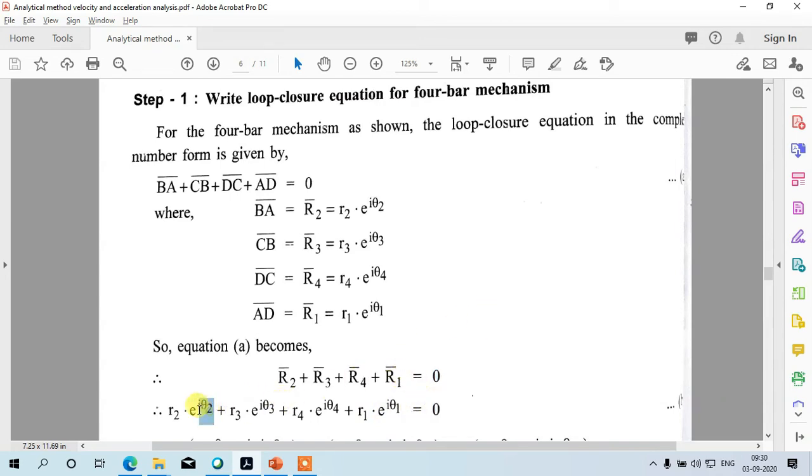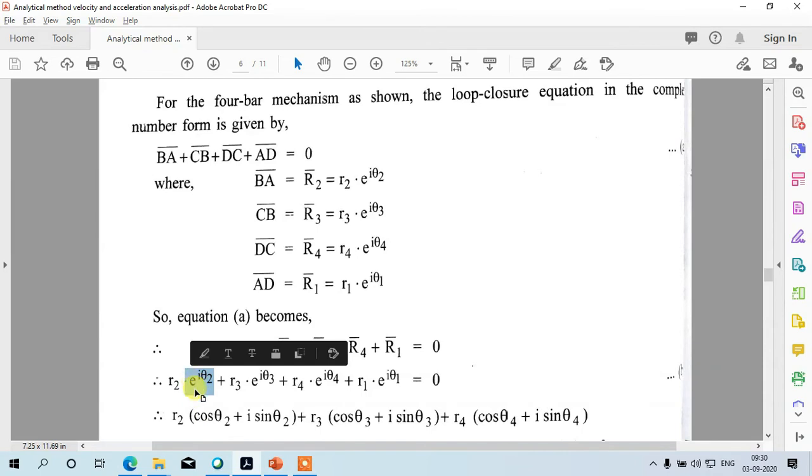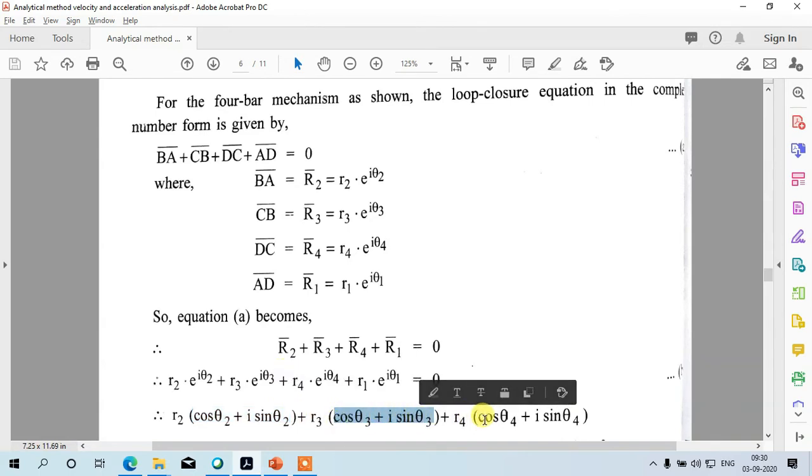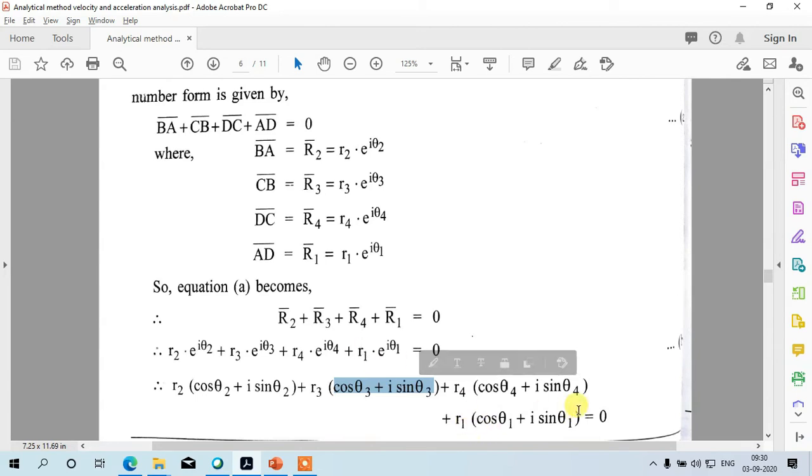Now again from complex variable method we know that e raised to I theta is equal to cos theta plus I sin theta. Okay, so we will do the simplification. Just substitute, instead of e raised to I theta, cos theta plus I sin theta for all these thetas: theta 3, theta 4 and theta 1. The same thing has to be done for all. So R2 multiplied by cos theta 2 plus I sin theta 2 plus R3 multiplied by cos theta 3 plus I sin theta 3 plus R4, and for R1 same procedure.